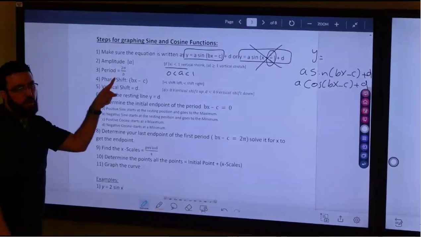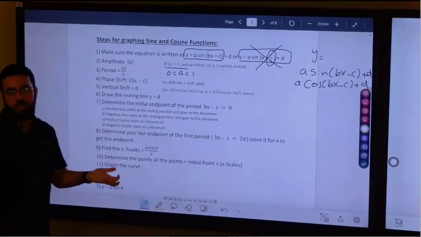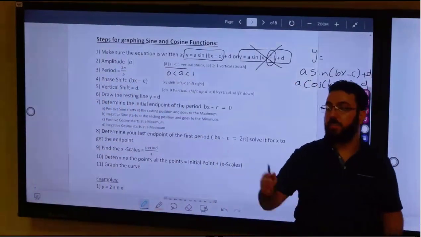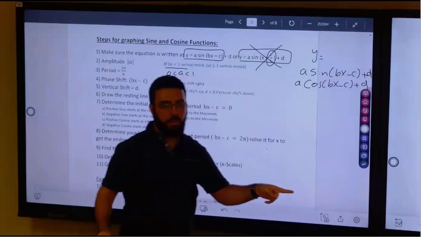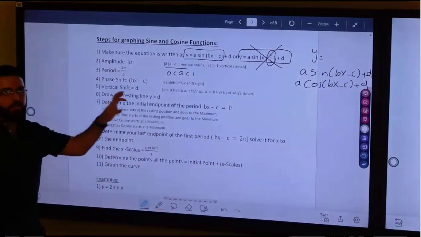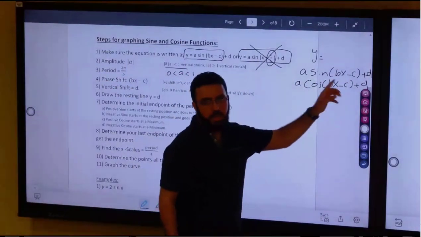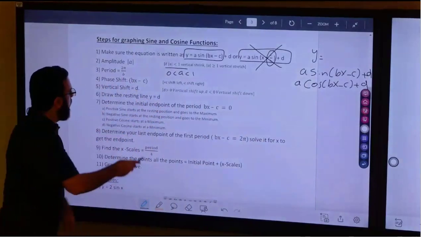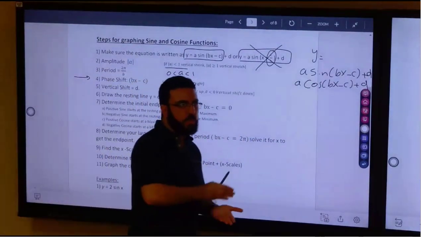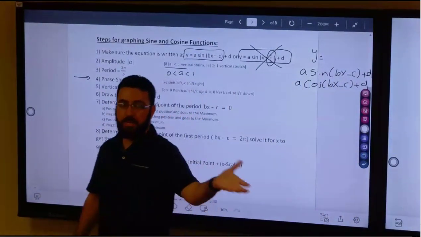The period is going to be 2 pi over B. The phase shift, which is what? It's going to be a shift left or right. So they call it the phase shift. How are we going to find the phase shift? Bx minus C. With this step, we just write down the phase shift, which is bx minus c. Just write down how much it's going to be when you have a new function.